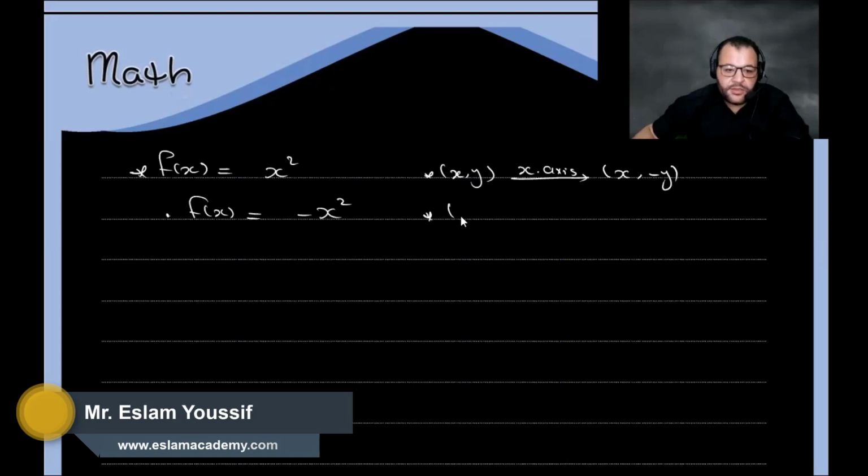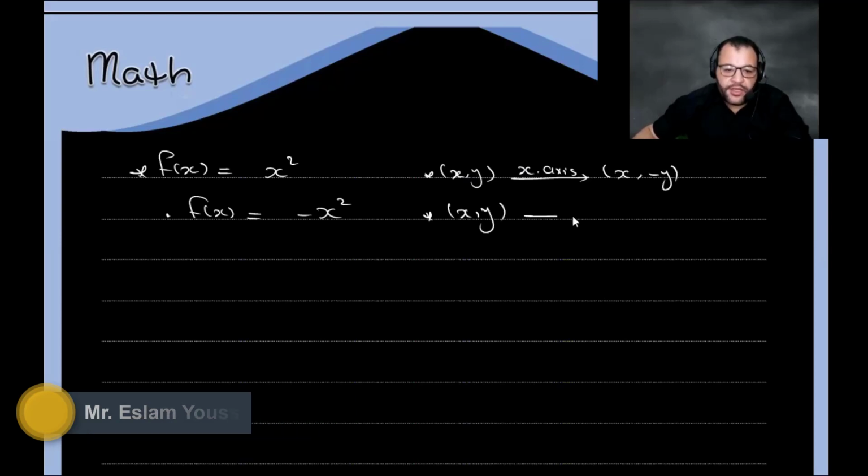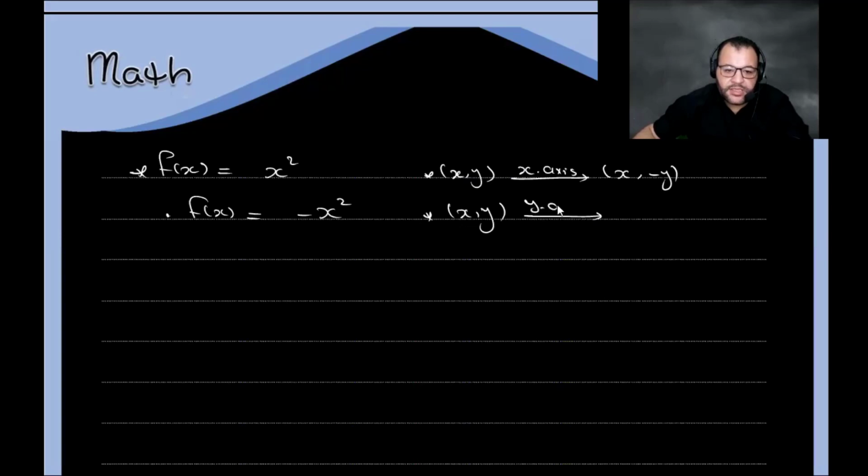When you have x and y, and you need to find the reflection with respect to the y-axis. Negative x and y. Okay, negative x and y. I said that. You said y and negative x. I said negative x and y.